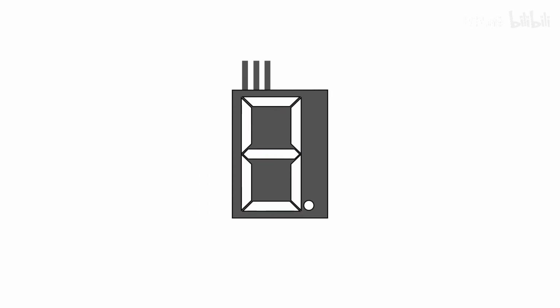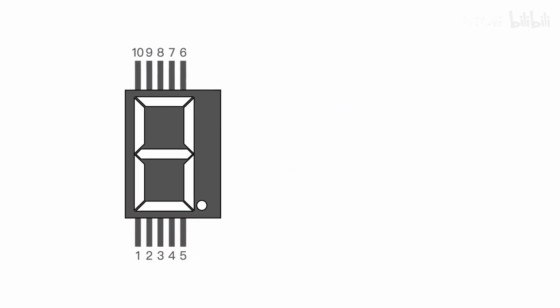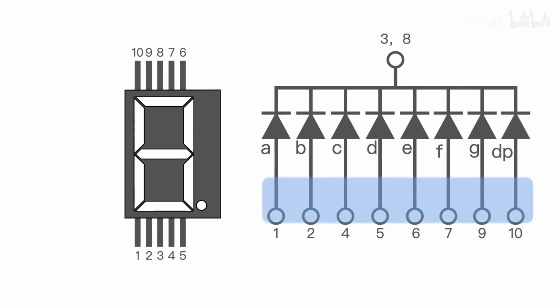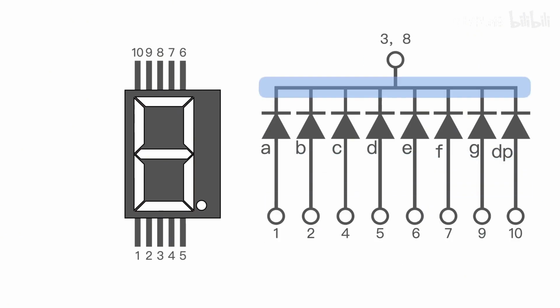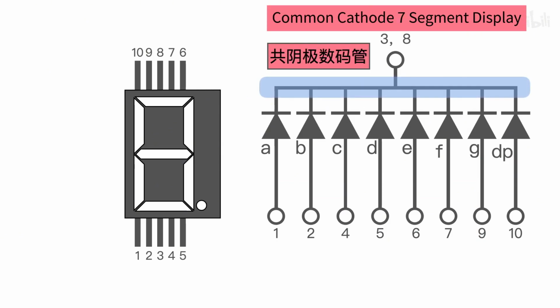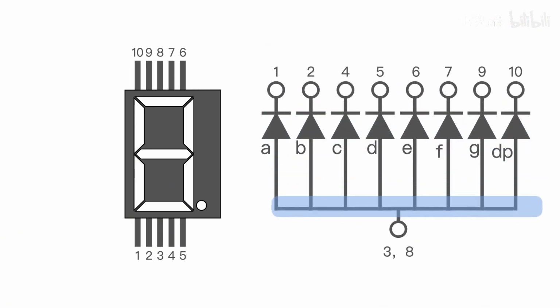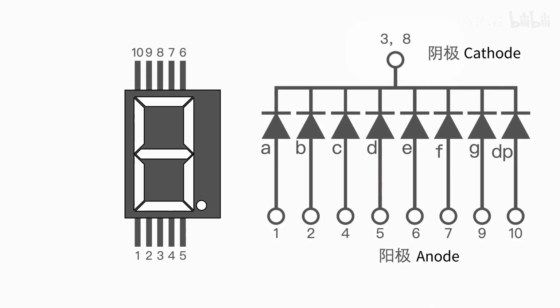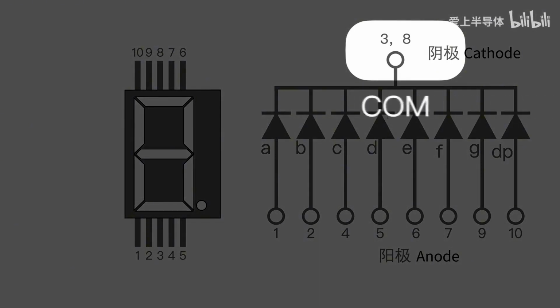It has 10 pins. The cathode of the LED lamp is connected to pins 3 and 8. The remaining pins are connected to the anode. Because the cathodes are all connected together, it is called a common cathode 7-segment display. If the anodes are connected together, it is a common anode 7-segment display. Pins 3 and 8 are connected together, which we call the COM port.